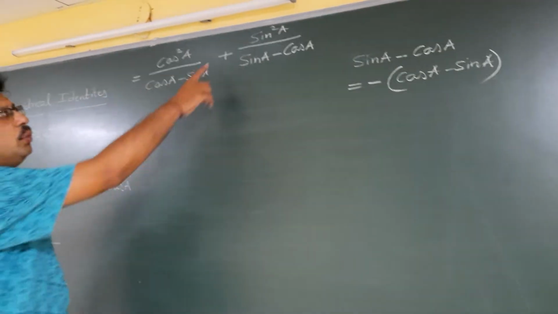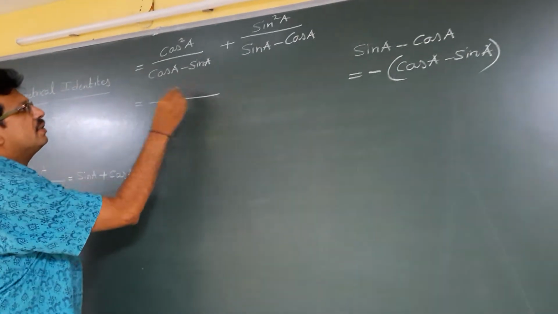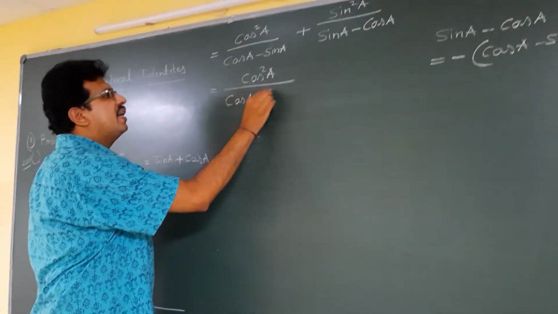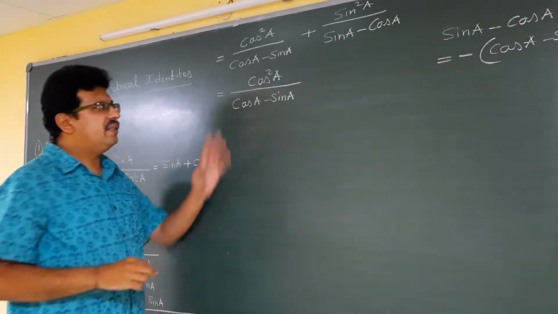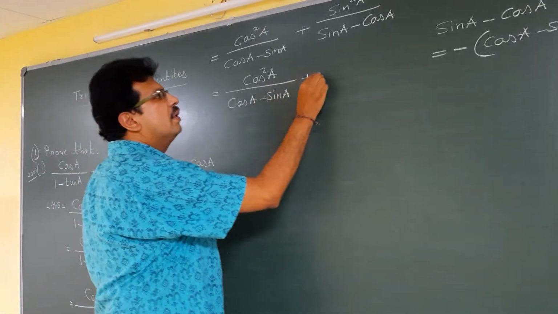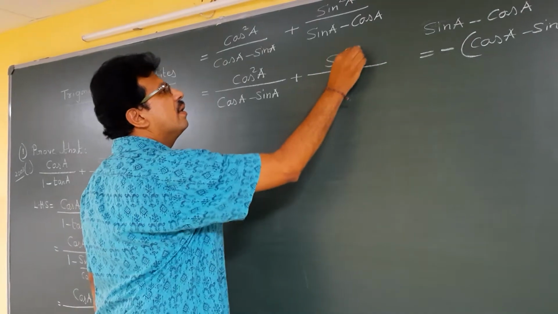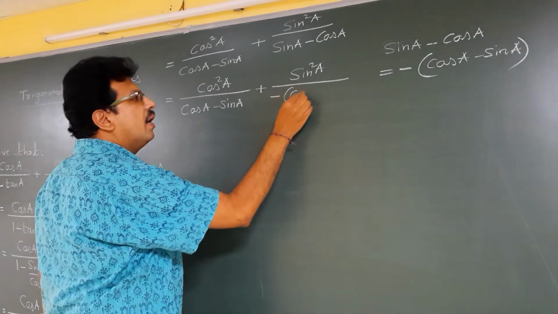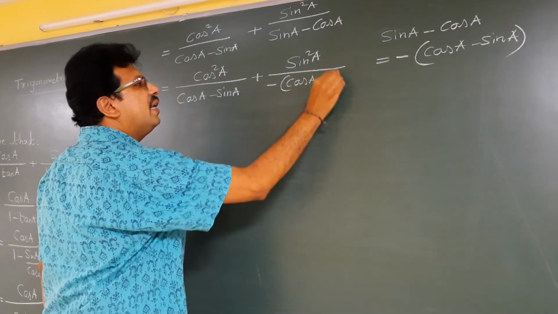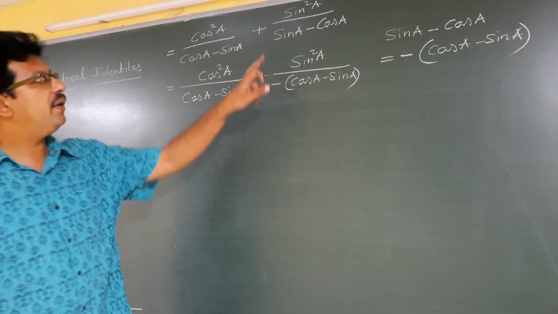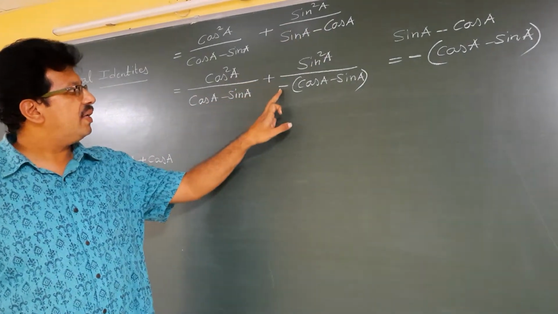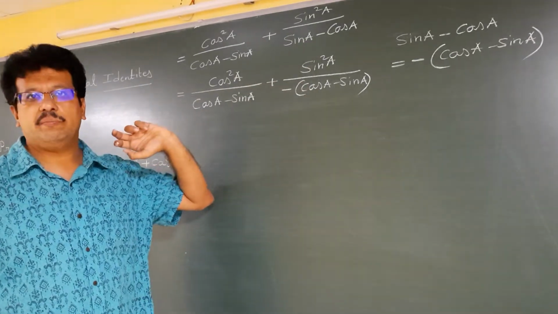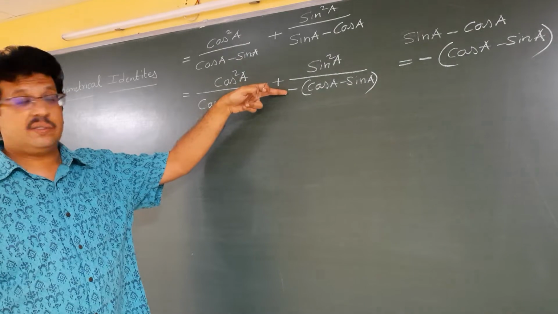After this, we need to write this term here, that is cos square A by cos A minus sin A. We'll write this as it is, plus sin square A, and for sin A minus cos A, I will take minus outside and write cos A minus sin A. As I just explained, sin A minus cos A is nothing but minus of bracket cos A minus sin A. Both are the same. I take a minus common. So plus divided by minus, that's a very important step.